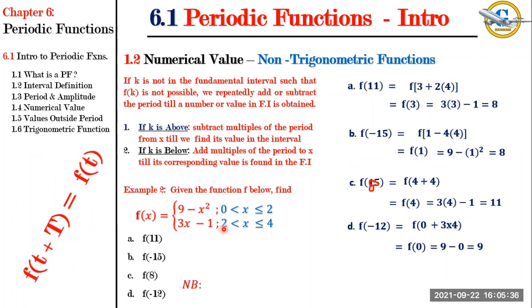If you look at this very well, the period is 4, but f of 8 is not equal to f of minus 8. Let's just look at this function. F of 8, from what you have here, is equal to 11, right? Now, let's look for f of minus 8.